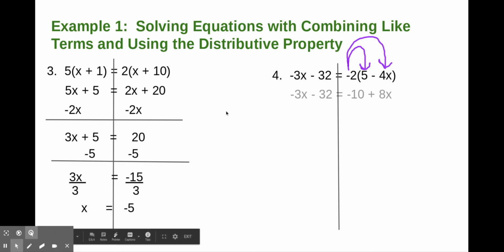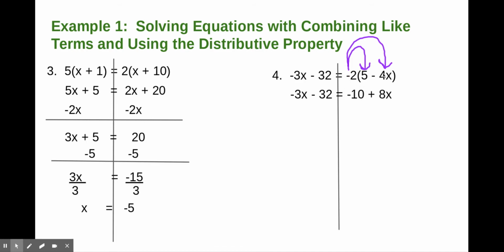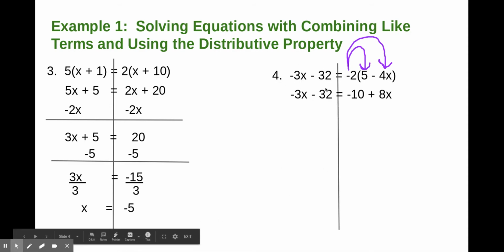When I do that, on the right side, negative 2 times 5 is negative 10, and negative 2 times negative 4 is a positive 8x. And like I said, I didn't do anything over here on my left side, so I just bring down the negative 3x and the negative 32.